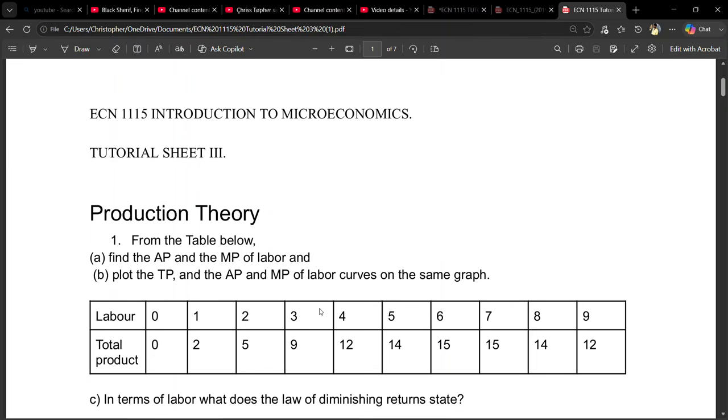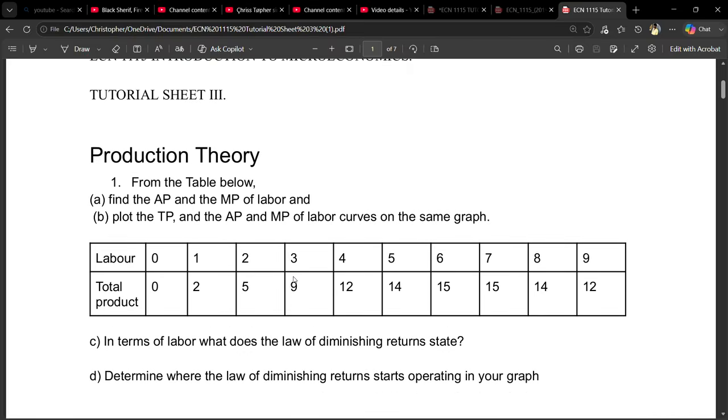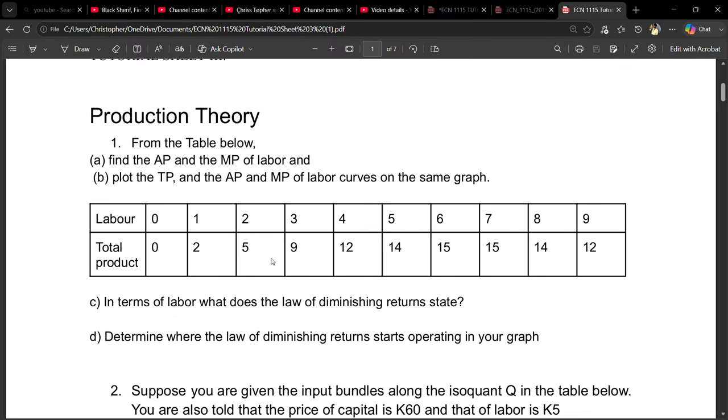So this video will try to explain different concepts, producer theory and market structure, together with other questions that might probably come in the exam. So my first question here, without wasting time, we'll just go direct into the questions. Okay, so the first questions that I have here are under production theory.